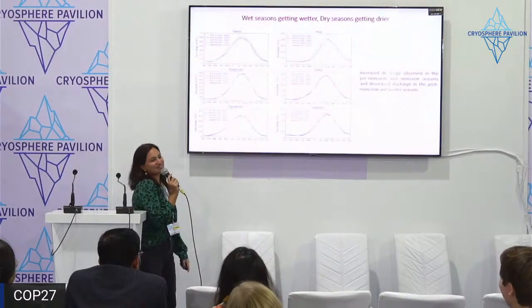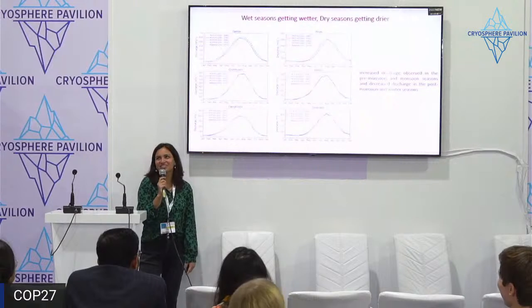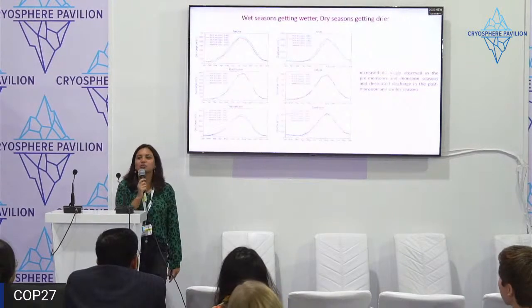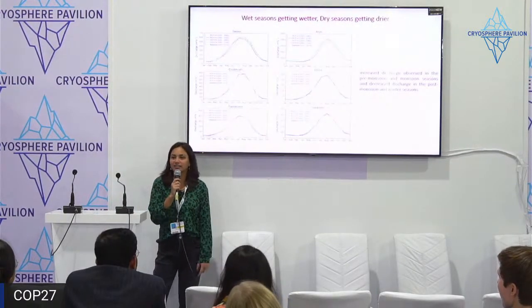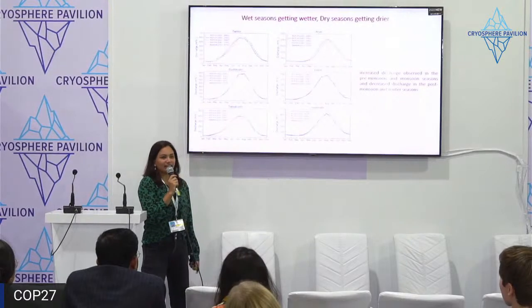I was in Nepal during this monsoon season, and the monsoon is usually from June to September, but this year it lasted until the end of October.